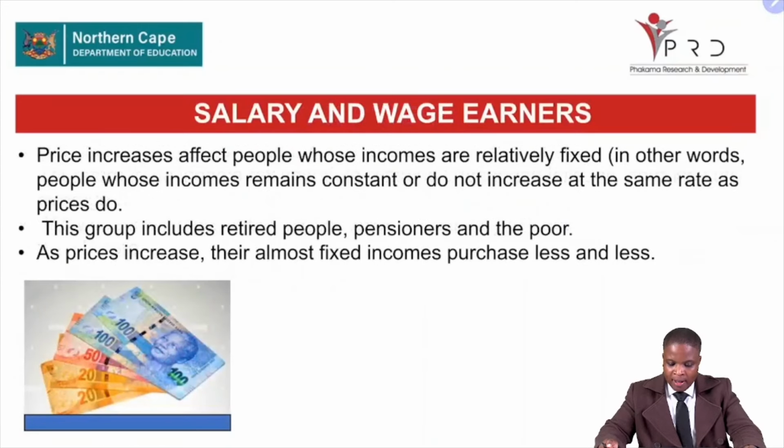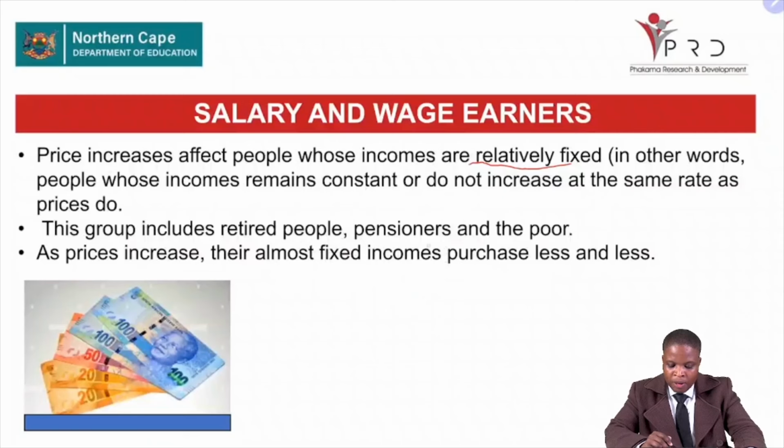Right, salary and wage earners. So those who are working, salary and wage earners, how are they affected? Price increases affect people whose incomes are relatively fixed, those whose incomes are fixed for some time. In other words, people whose incomes remain constant do not increase at the same rate as prices do. So those people are affected when prices are increasing but their income remains the same. When prices increase, the purchasing power of your money decreases. So you won't be able to buy the same items that you used to buy before with the same money. This group includes retired people, pensioners, and the poor.